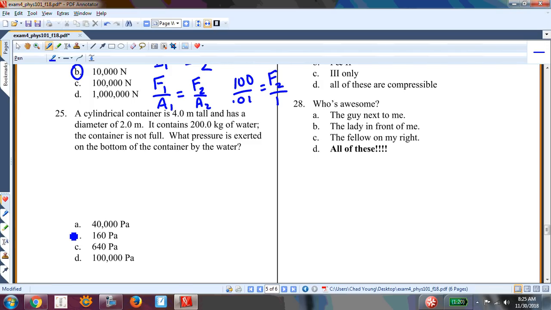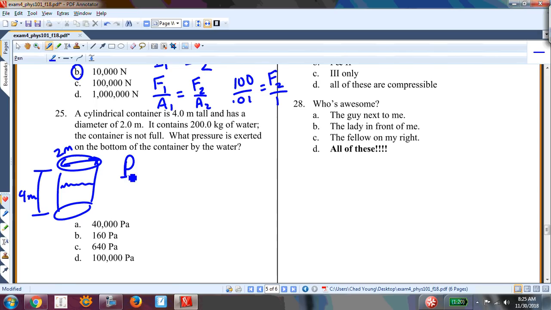Okay, a cylindrical container is 4 meters tall and has a diameter of 2 meters. So 4 meters. This is 2 meters. Notice that's the diameter, so the radius is 1. The container is not full, so I have some liquid inside of it, and it contains 200 kilograms of water. I want to know what is the pressure exerted on the bottom of the container by the water, excuse me.